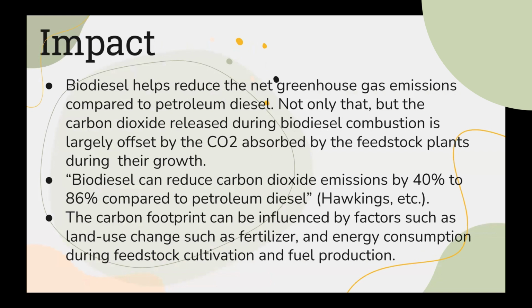Biodiesel helps reduce the net greenhouse gas emissions compared to petroleum diesel. Not only that, but the carbon dioxide released during biodiesel combustion is largely offset, which basically means that it is reducing carbon dioxide, and it is absorbed by the feedstock plants during the growth. Biodiesel can reduce carbon dioxide emission by 40 to 86 percent compared to petroleum diesel. This carbon footprint is very important because it factors in land use change, such as fertilizer and energy consumption during feedstock cultivation and fuel production.